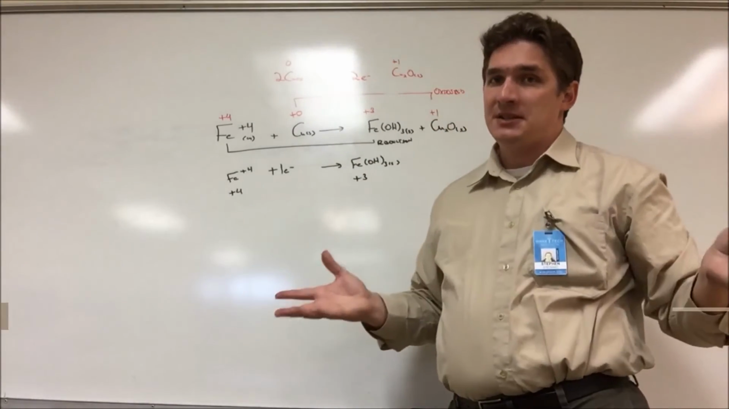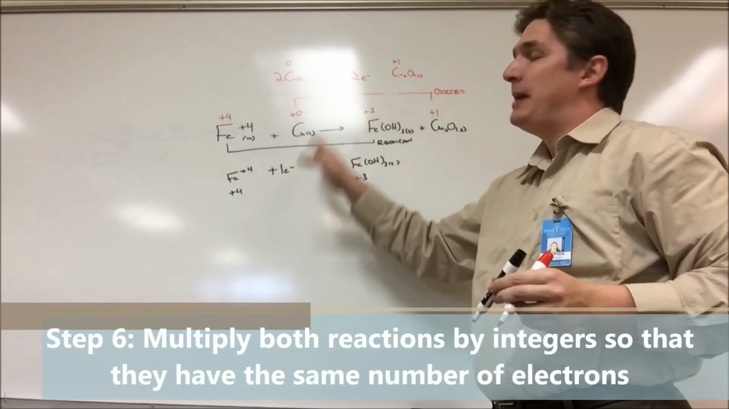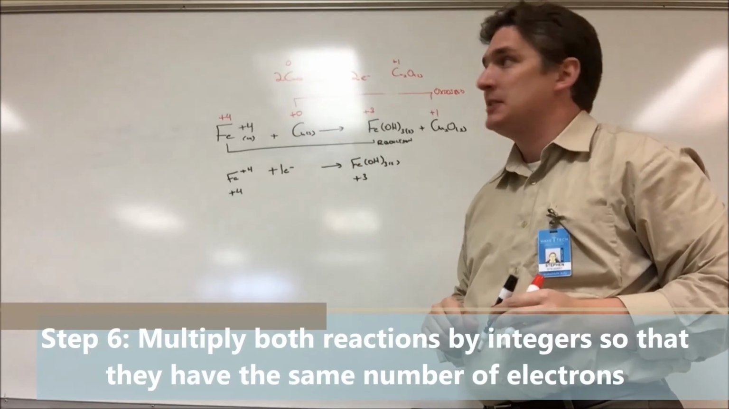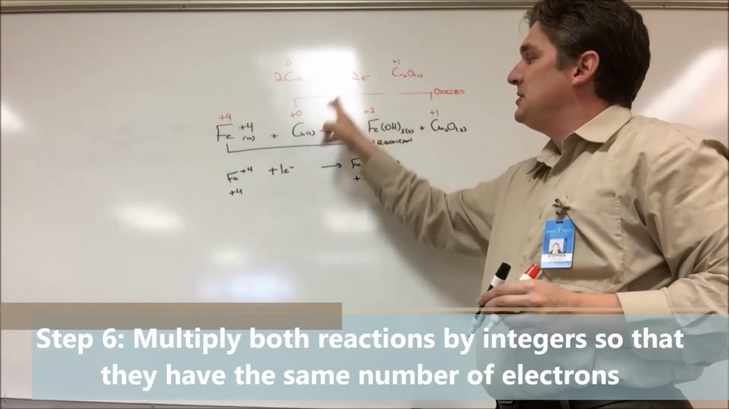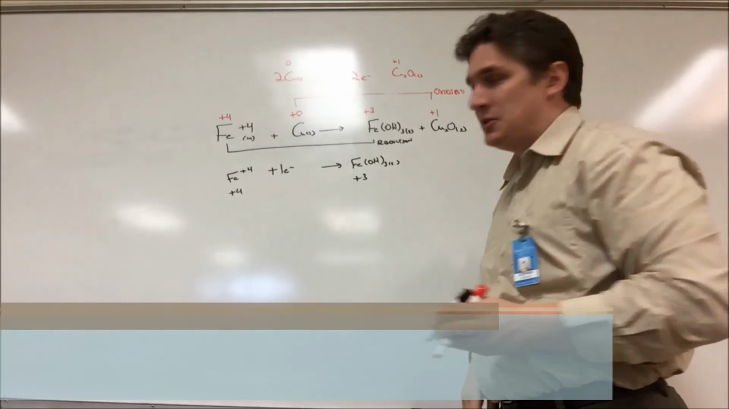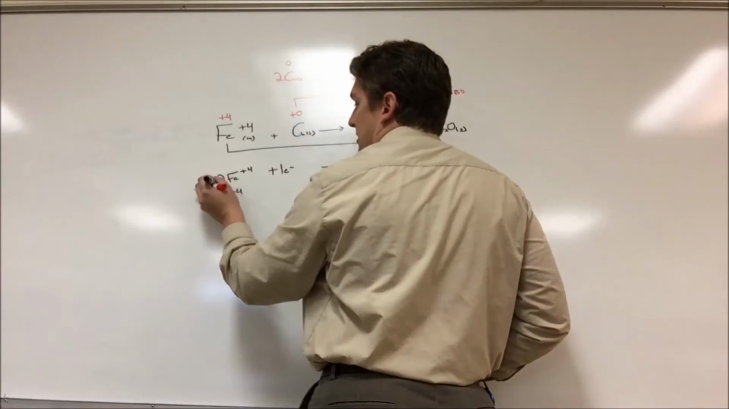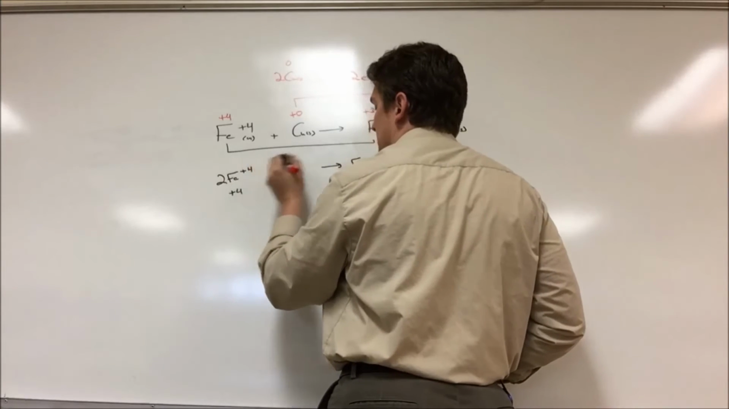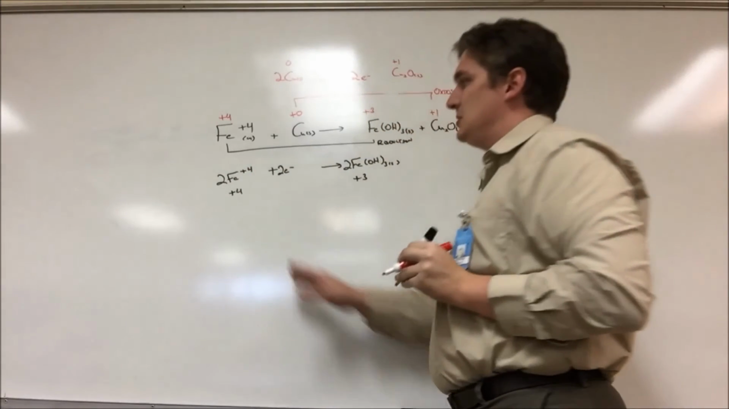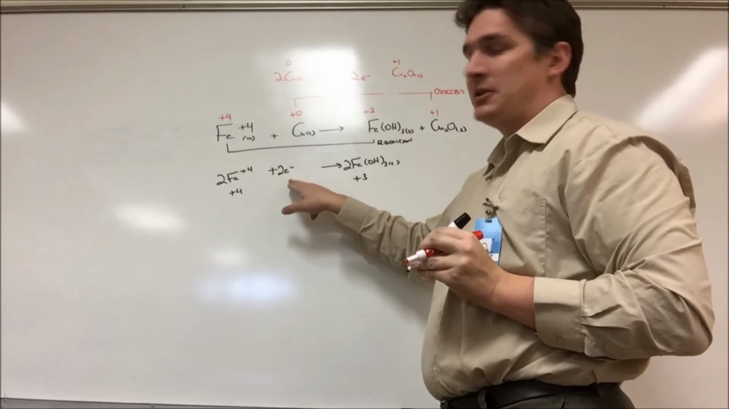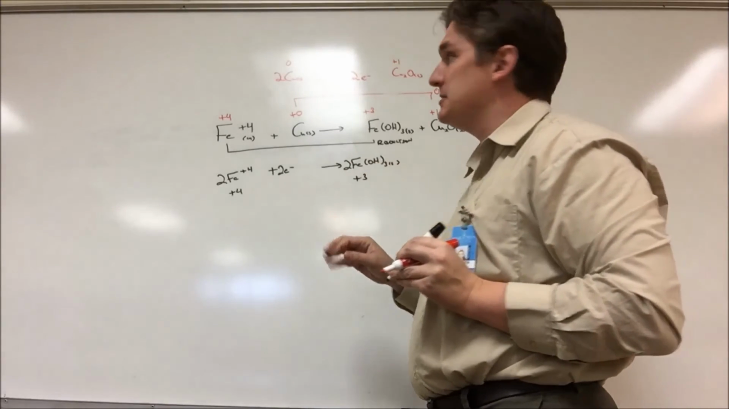All right, next step. We need to add these 2 back together in such a way that we cancel out the number of electrons. We've got 2 being transferred here and 1 being transferred here. So our solution now is to multiply the bottom reaction by 2. So we've got 2 Fe+4 plus 2 electrons goes to 2 Fe(OH)3.